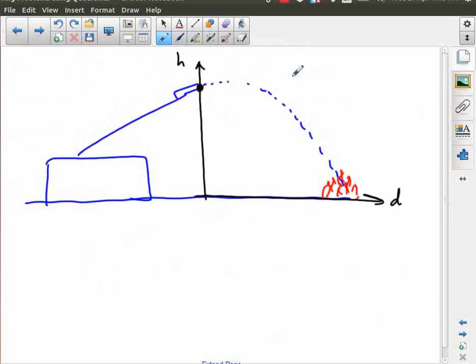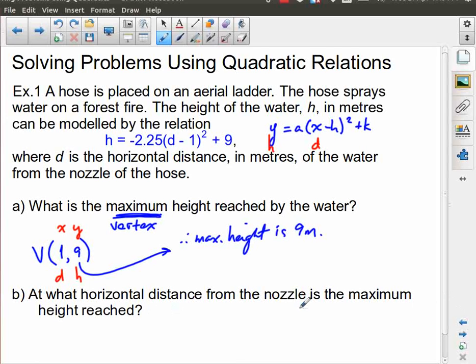So we're trying to find, maybe I didn't show it super well here, but the idea is that the path goes up and then tilts down again. So our maximum height is there, and so we found what that maximum height was, and this question is also asking how far away from the nozzle does that maximum height occur. So what horizontal distance from the nozzle?